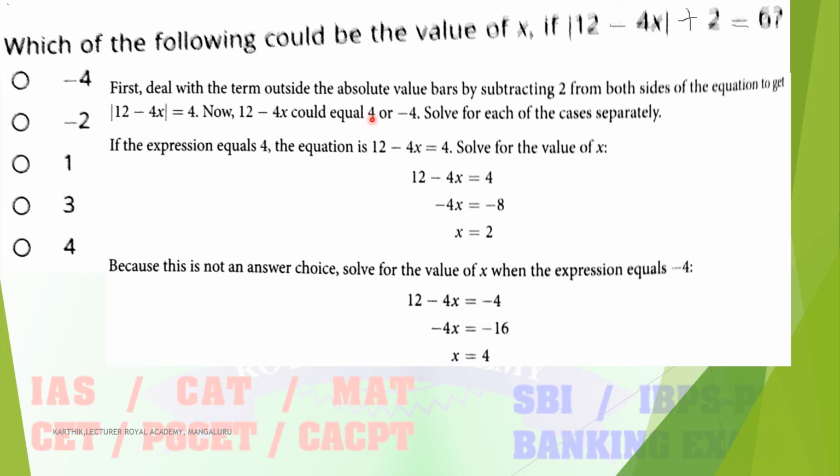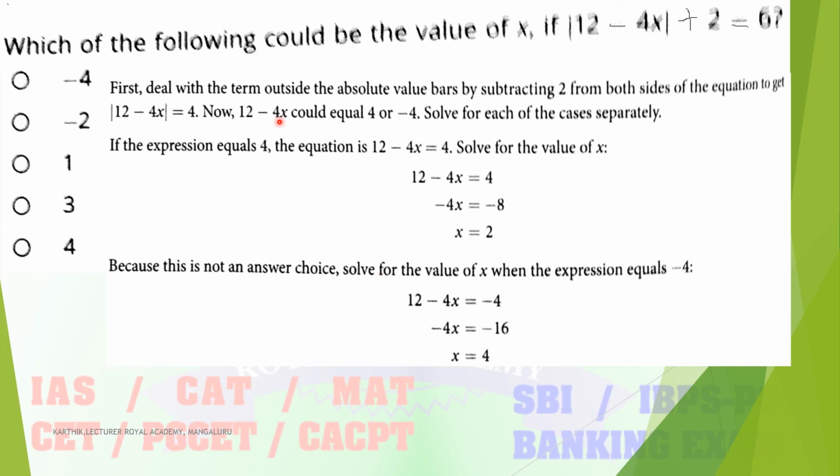First condition I will take 12 minus 4x is equal to 4. So 4x is here only. 4 minus 12 is nothing but minus 8. You will get the answer x is equal to 2. But this answer is not there in the options. Next, go for the second case.